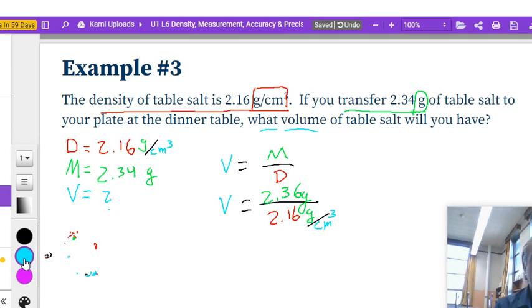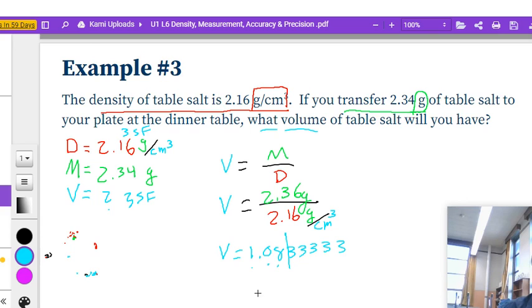All right, so now when I plug this into my calculator, 2.36 divided by 2.16, my volume gets kicked out to be 1.08. And so in this instance, I'm going to look at my sig figs. So 2.16 has 3 sig figs. 2.34 has 3 sig figs as well. So my final answer has to have 3 sig figs. So this is going to be my volume. It's going to be 1.08, and this is going to be centimeters cubed.